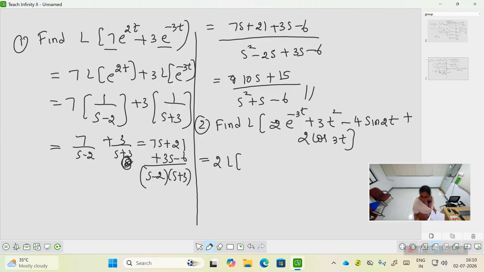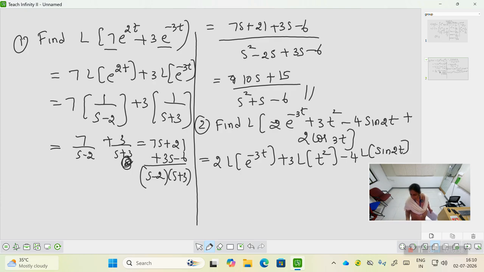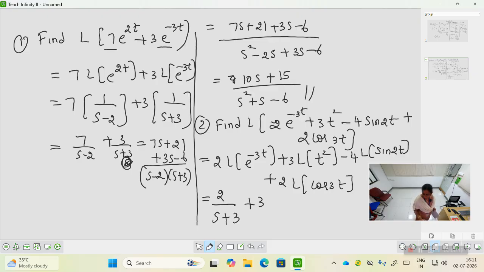So 2 into L of e power minus 3t plus 3 L of t squared minus 4 L of sine 2t plus 2 L of cos 3t. Right? Yes. So 1 by 1. So what is L of e power minus 3t? So 2 divided by s plus 3. Right. Plus 3. What is L of t power n? In the previous slide I told you, L of t power n is n factorial by s power n plus 1.